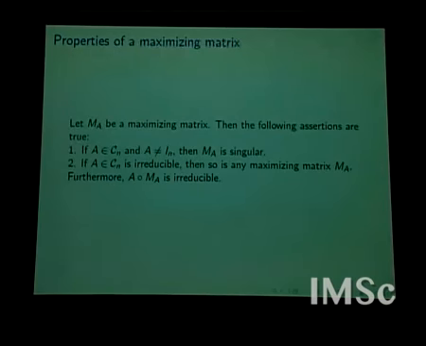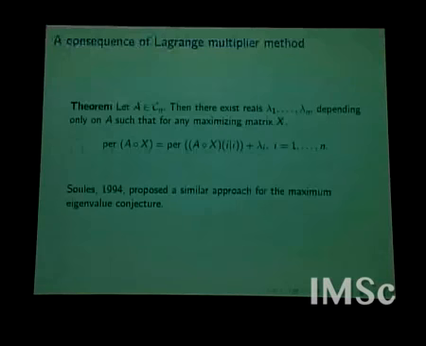If X is a maximizing matrix, then these are inspired by similar properties in the case of the van der Waerden conjecture, there is some parallel. So the maximizing matrix must be singular, that's the first step. And if A is irreducible, then any maximizing matrix is irreducible, and so on. But these are some partial results.